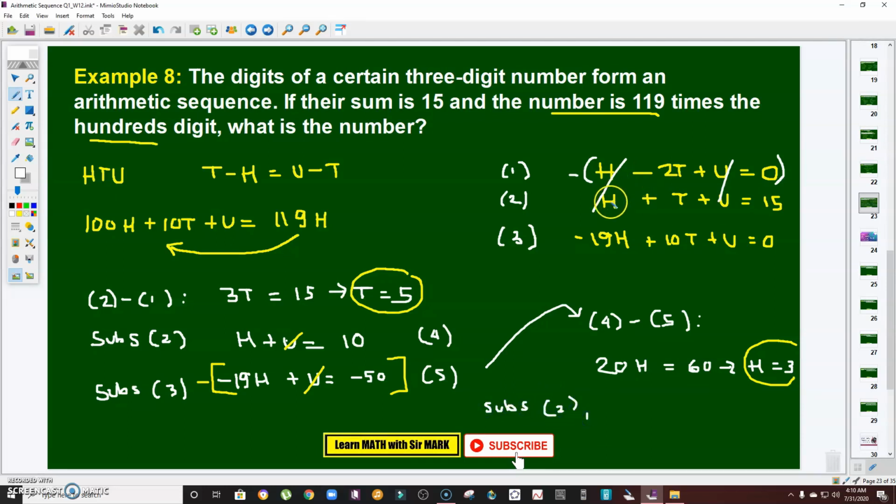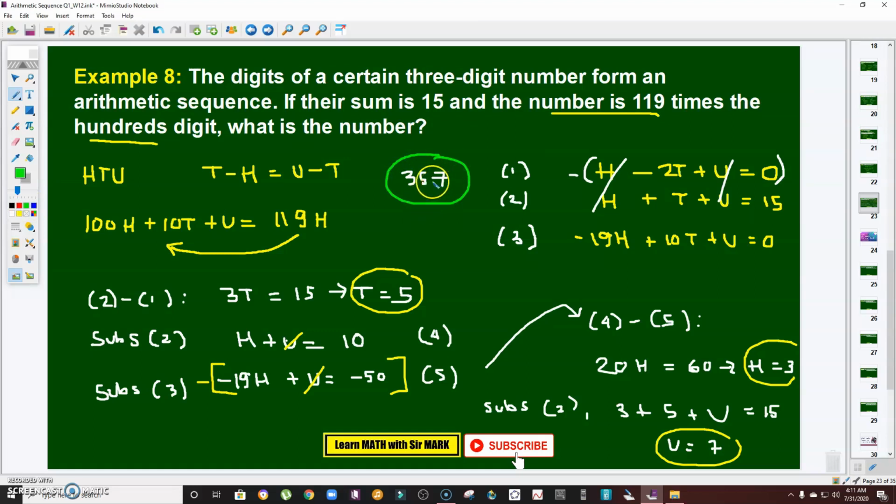That will be 3 plus 5 plus U equals 15. And clearly, yung units digit ko is just 15 minus 8, or 7. There you go. So, therefore, yung 3-digit number, saan ko ilalagay? Dito na lang. Yung 3-digit number is 357. See that? Yung 3-digit number is 357.